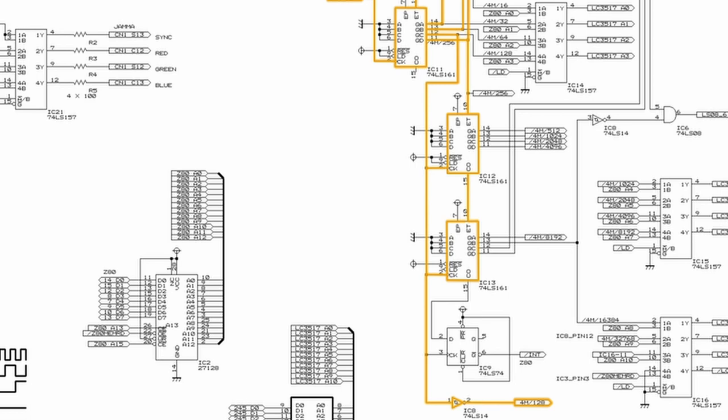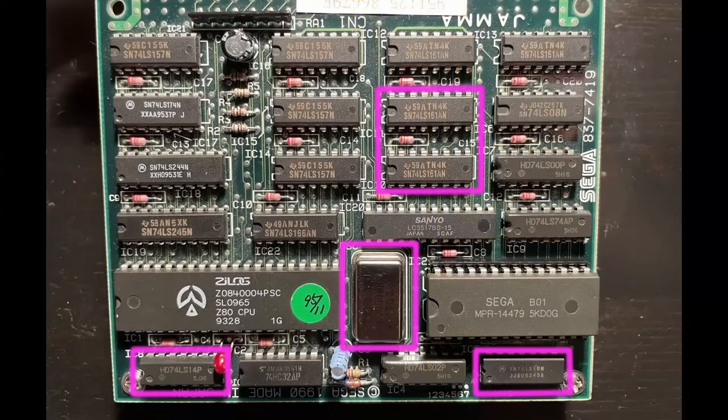In addition, we have one signal from both 161 chips taken, the 4M divided by 4096 and the 8192. On the board, we see the last two of the four 161 chips highlighted. The NOT gate is taken from the same LS14 in the bottom that we had before.